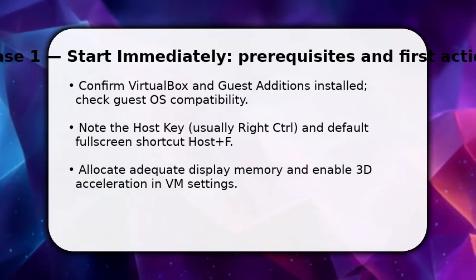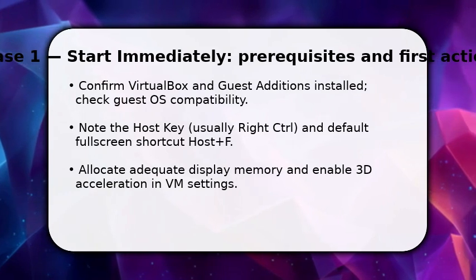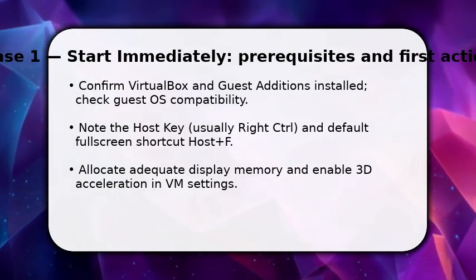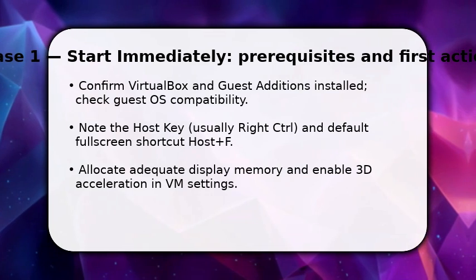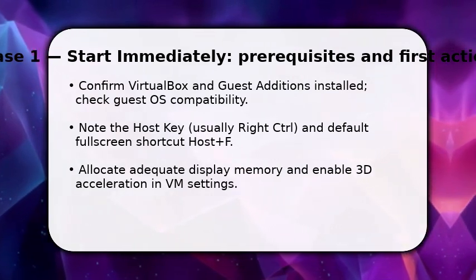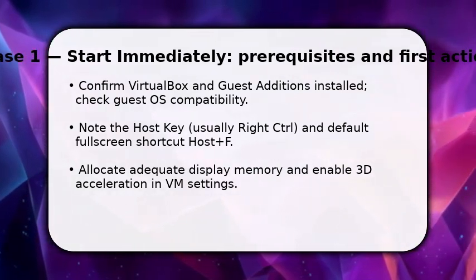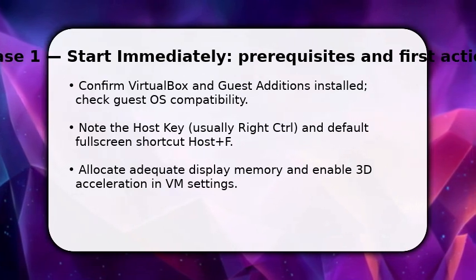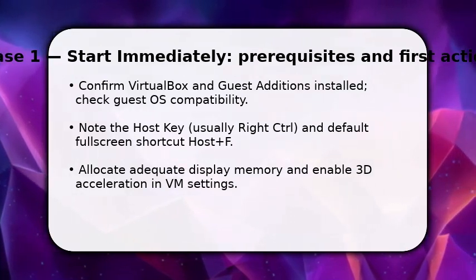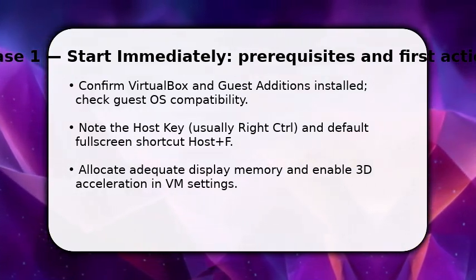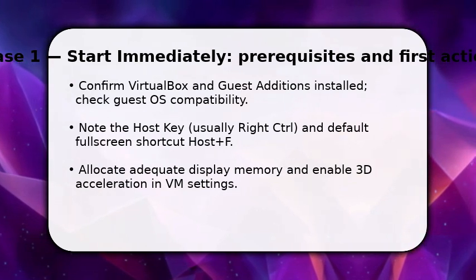You start by confirming guest editions are installed inside the virtual machine. This enables seamless full screen. Open VirtualBox Manager, select the VM and adjust display. Increase video memory and enable 3D acceleration. This prevents lag. Once done, boot the guest OS and press the host key plus F to toggle full screen.